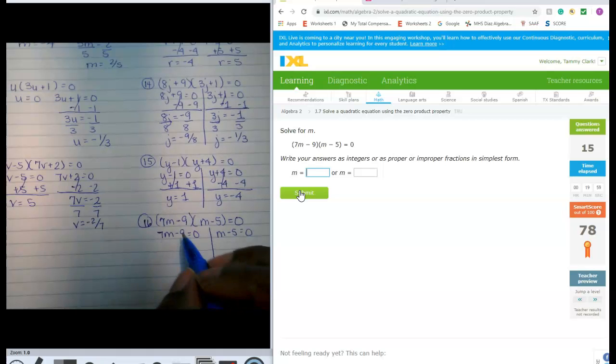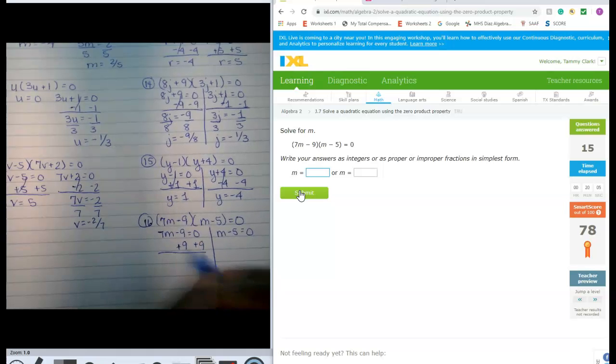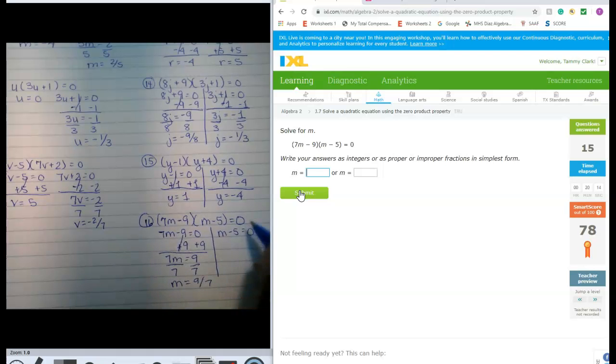To solve the left-hand side here, 7m minus 9 equals 0. We're going to eliminate the negative 9 by adding 9 to both sides of the equation. We've got 7m equals 9. Divide by 7 on both sides of the equation. M is equal to 9/7. M minus 5 equals 0. To eliminate negative 5, we add 5 to both sides of the equation. M, therefore, is 5. So our answer to this would be 9/7 and positive 5.